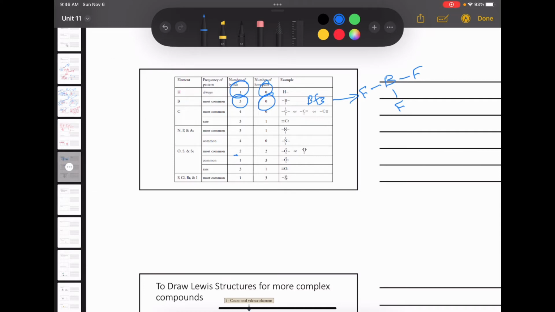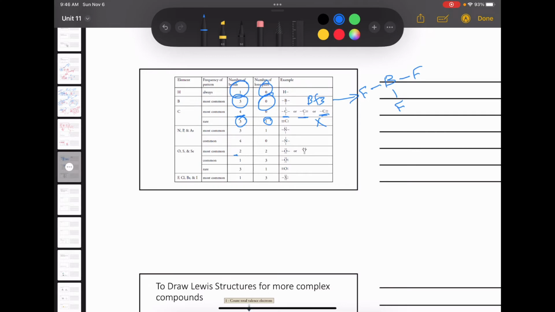For the carbon, the most common one is 4 bonds. The count of bonds is 4. This can be through either 4 single bonds or 2 single bonds and 1 double bond, or 1 single bond and 1 triple bond. In rare cases, carbon can form 3 bonds with 1 lone pair, but you don't have to worry about this one. I'm not going to bring any rare cases about the carbon.